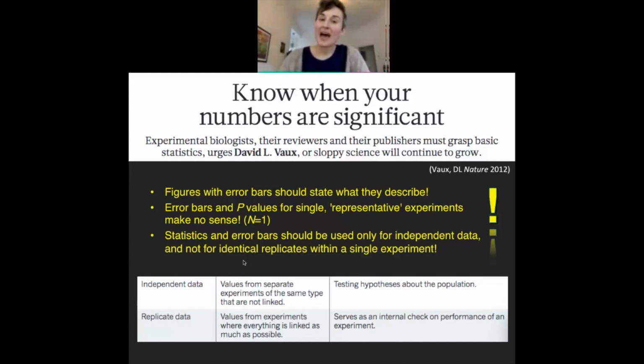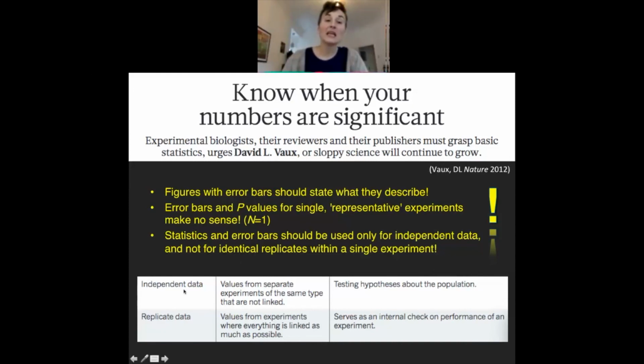So even if you have replicates in this experiment and you show 5 data points, if these 5 data points have been recorded in the same experiment, it's basically an N of 1. You've only done this experiment one time and you're just showing this one experiment. That's not representative for the whole population. So statistics and error bars should be only used for independent data and not for identical replicates within a single experiment. So you see already he distinguishes between independent data and replicate data.